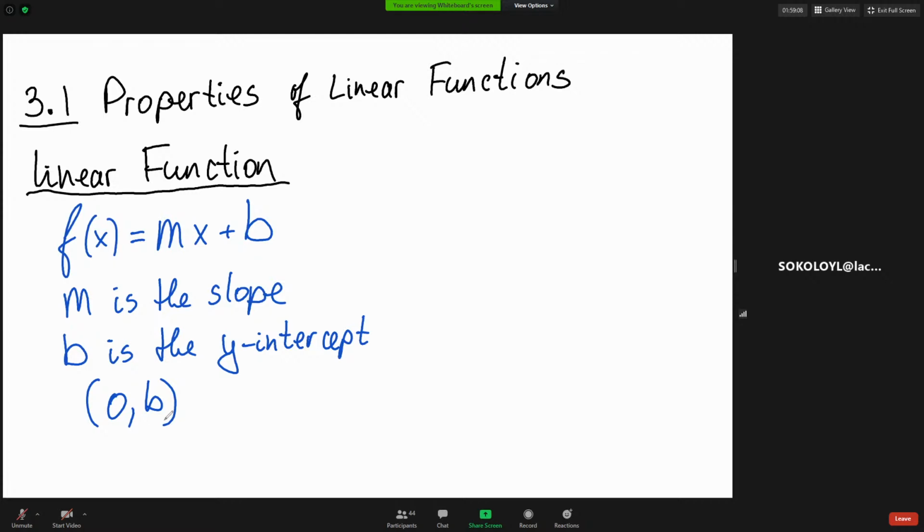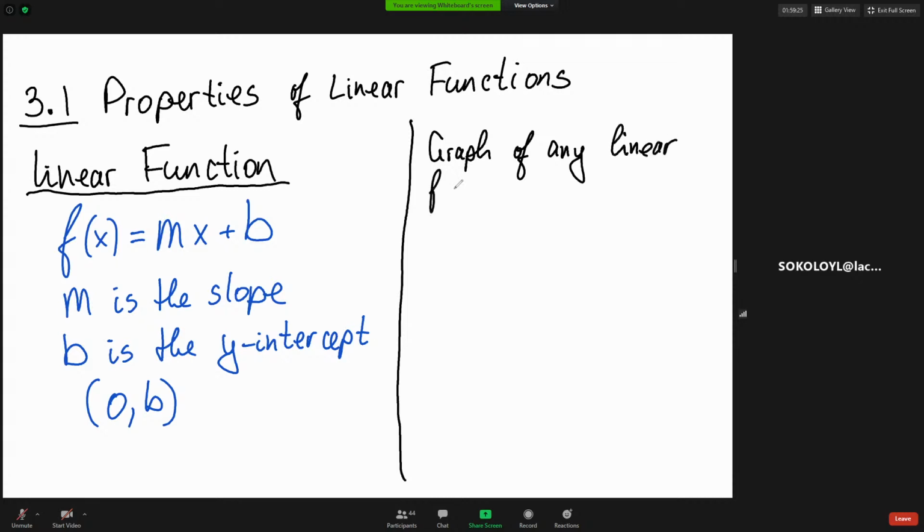We know that the graph of any linear function is always going to be a line. So we will say graph of any linear function is a line, hence the name linear. And something that is not a linear function is called nonlinear, the graph then would not be a line. And again, then the slope of the line is m, and the y-intercept of the line is the point 0, b.